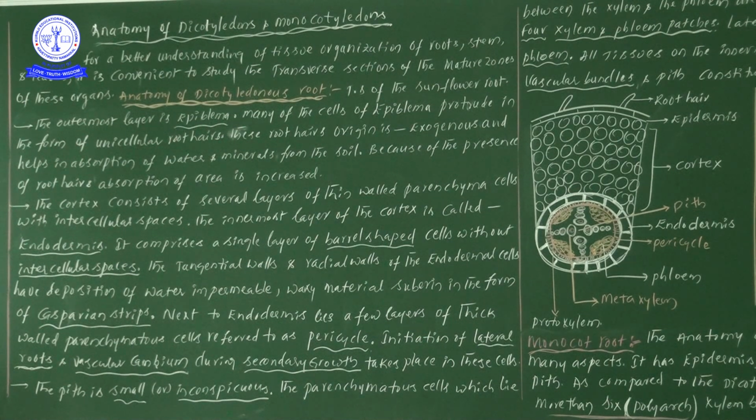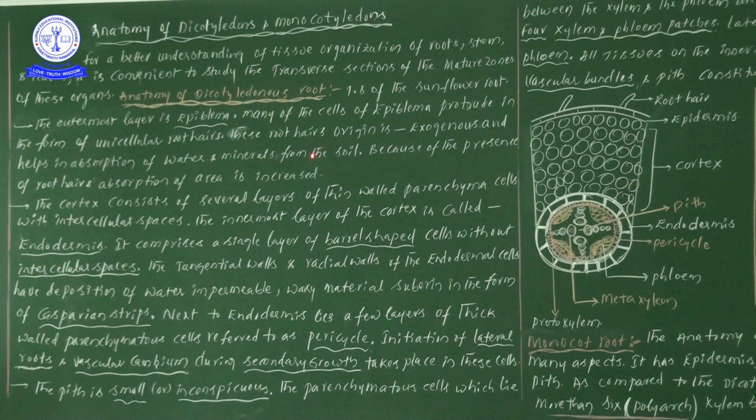This is the important point. The unicellular root hairs which are coming from the epiblema, means the origin of root hairs is in the epiblema or epidermis. These root hairs help in different types of functions. Unicellular root hairs means the root hairs coming from the epidermis are single cells. Uni means a single one, unicellular.